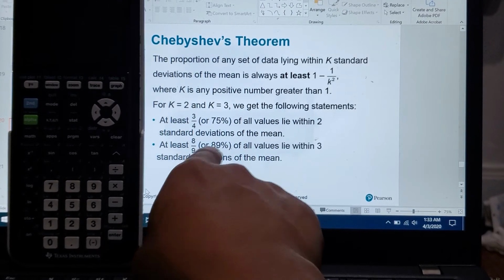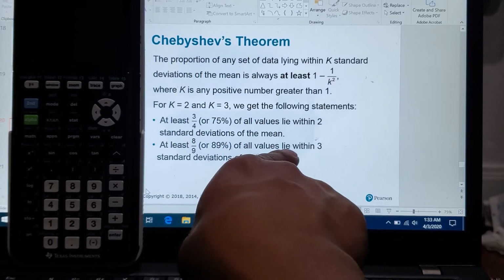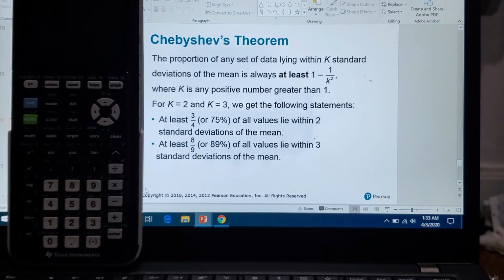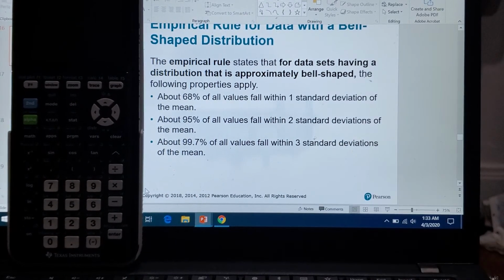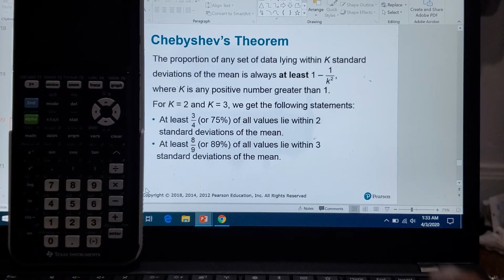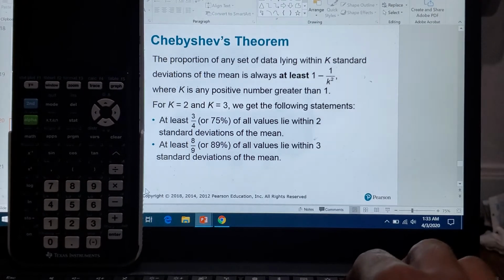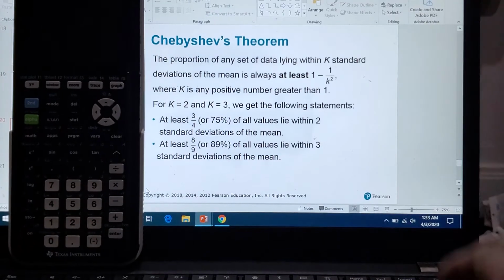Here is at least 89% of values lie within 3 standard deviations. For the empirical rule, it's 99.7% for 3 standard deviations. For Chebyshev's theorem, it's at least 89%. Or at least 75% for 2 standard deviations.